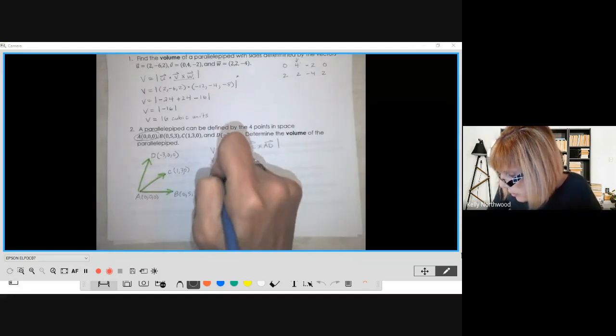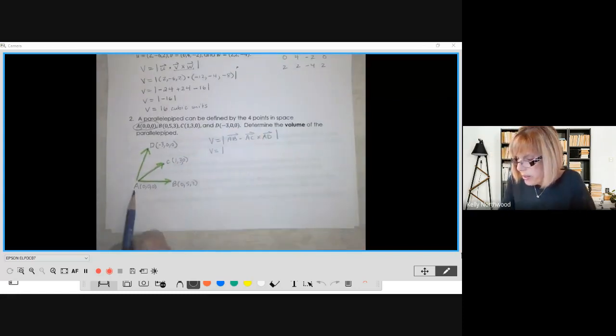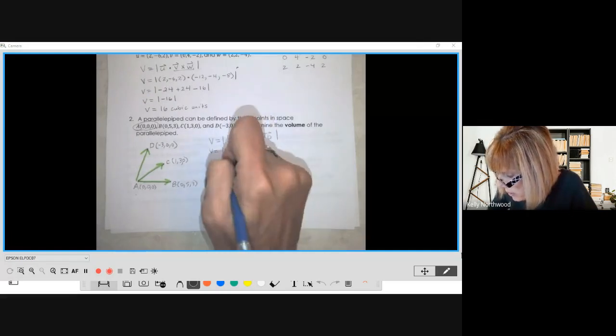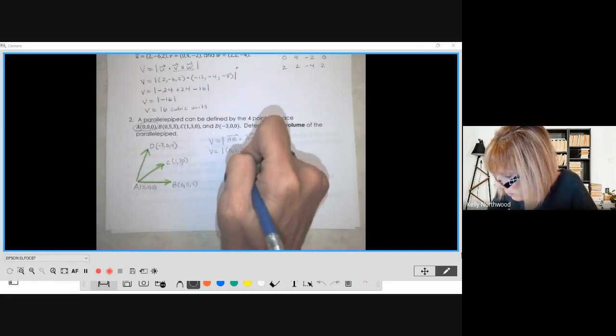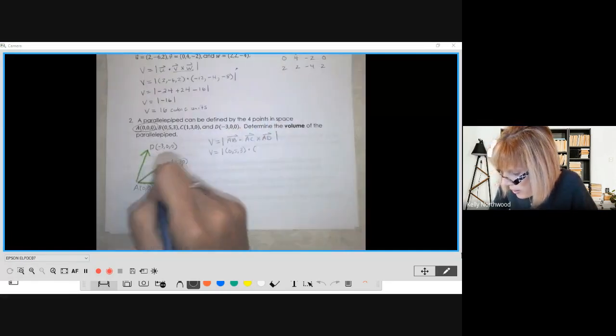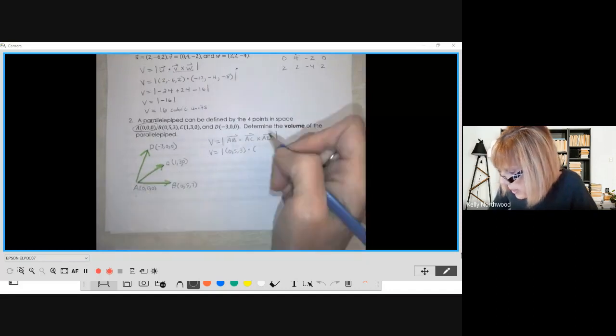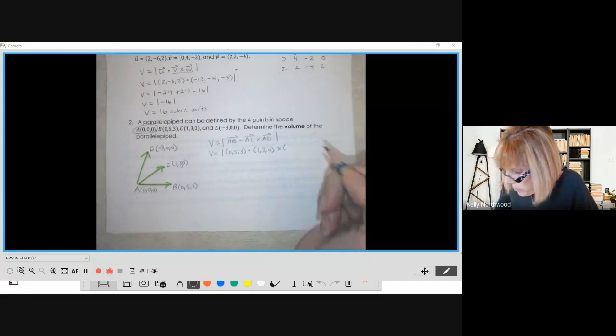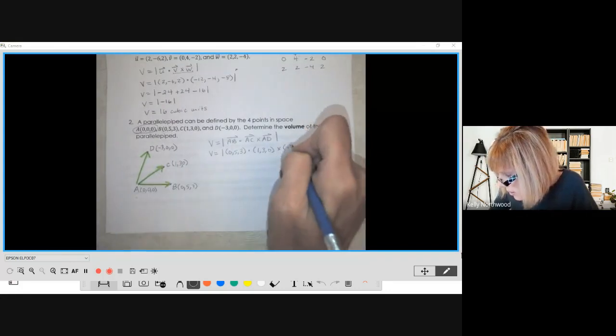And then I have to figure out these point-to-point vectors. Luckily, A is 0, 0, 0, which makes them really easy to find out. So AB is B minus A. But since A is 0, 0, 0, AB is just going to be 0, 5, 3. AC is just going to be C minus A, or 1, 3, 0, crossed with AD.